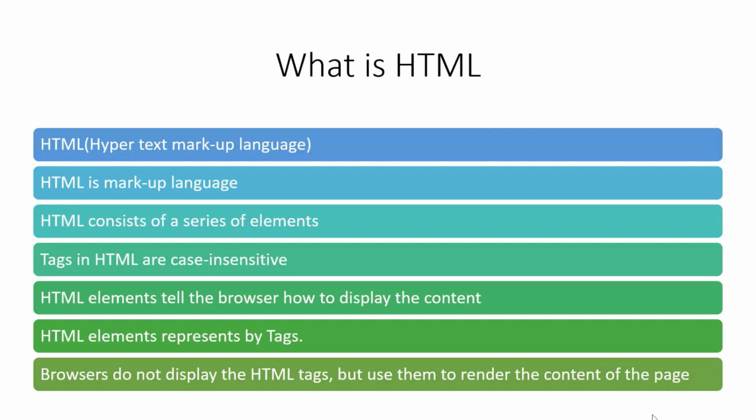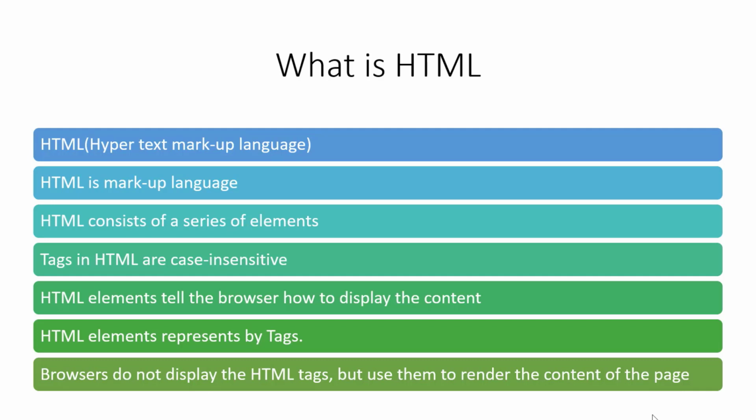What is HTML? HTML is HyperText Markup Language. It is the most basic building block of the web. It defines the meaning and structure of the content. Other technologies like CSS are used for appearance and presentation, and JavaScript is used for functionality and behavior. So the combination of these three is generally used to describe a web page.